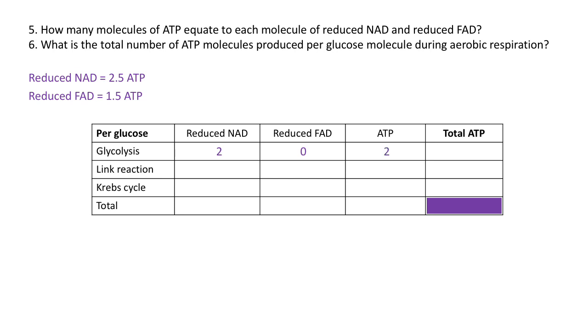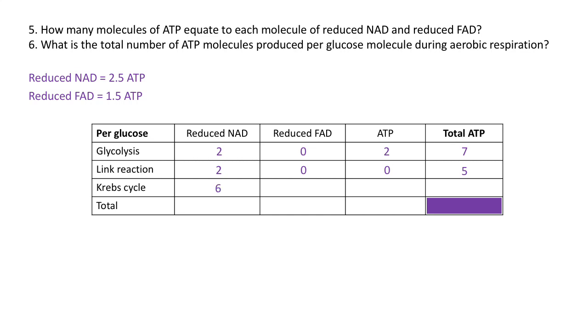And we know that those reduced NAD equate to 2.5 ATP. So that's 5 ATP and then 2 ATP produced from substrate level phosphorylation. So in total we get 7. The link reaction gives us just 2 reduced NAD per glucose molecule. So that equates to 5 ATP.